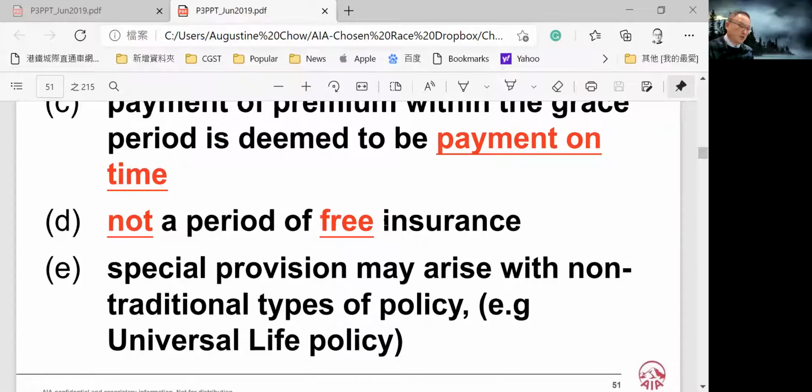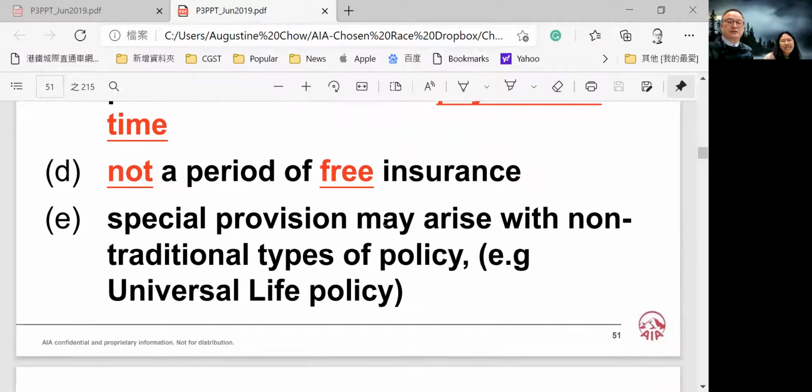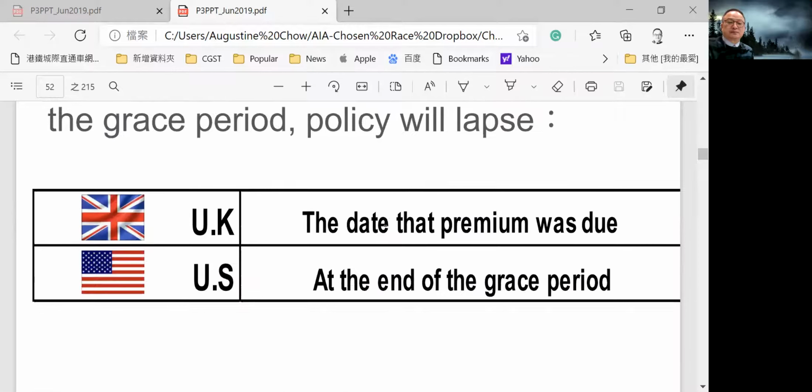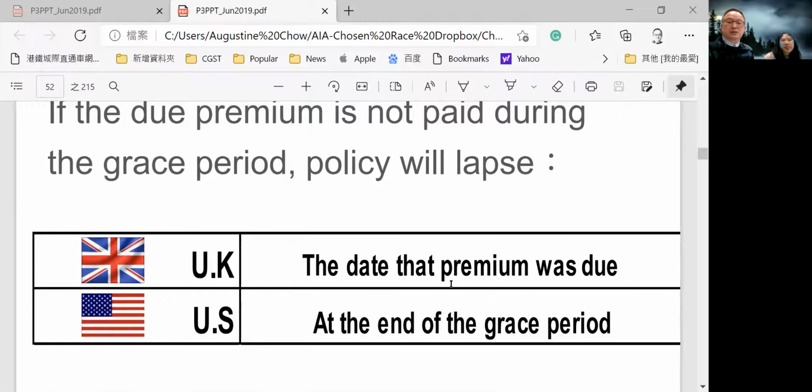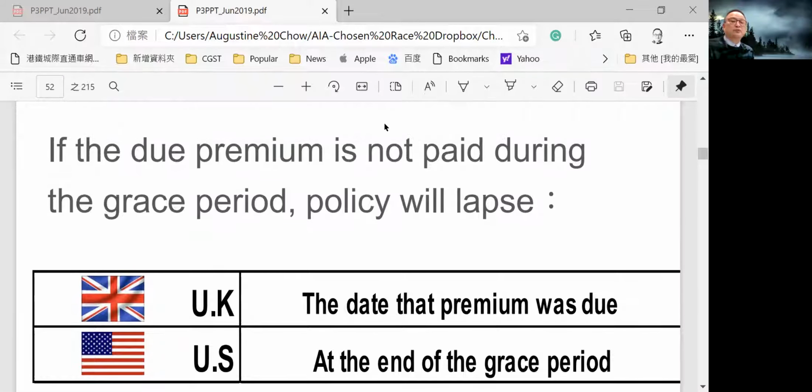It's not a period of free insurance. You have to pay the insurance. It's a special provision. At the end of the grace period, in US terms, if the due premium is not paid during the grace period, the policy will lapse at the day the premium was due. So it will lapse here.